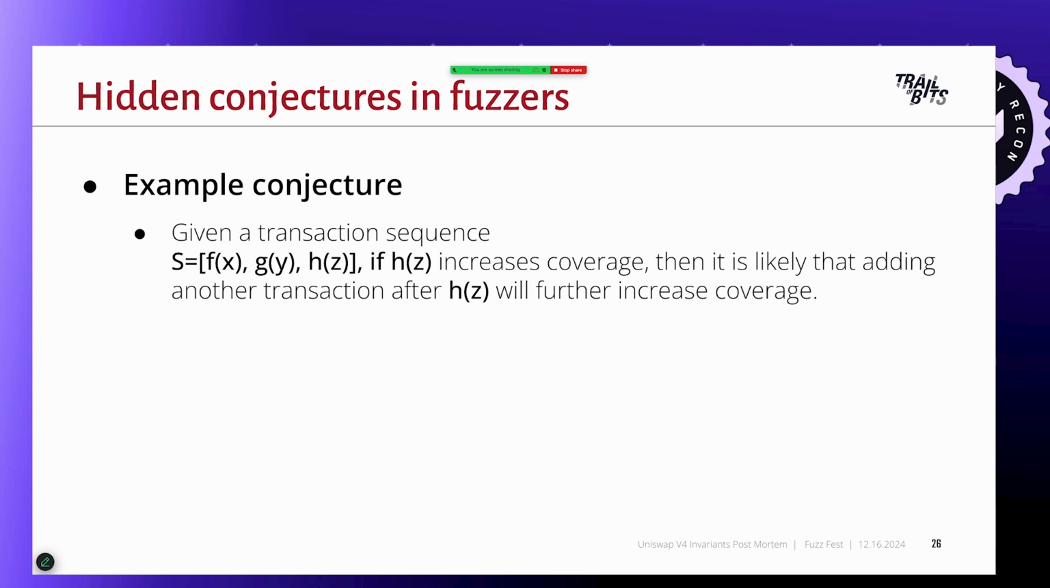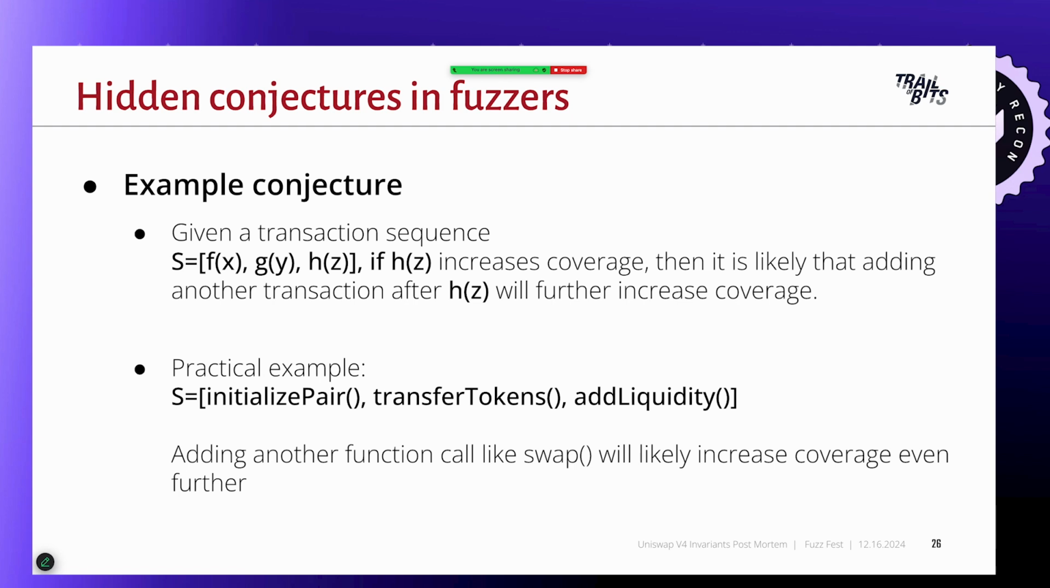And if you're a PhD student or a master's student looking for a thesis, if you could find a way to prove that this is correct for a certain subset of programs, please do that because it'd be really, really helpful. But for most people, it's not intuitive why this would actually increase the coverage. So let's give a better example. Here's an example sequence that might make a little bit more sense. We initialize a pair, we transfer tokens, and then we add liquidity. All three of these transactions succeed, and when you call add liquidity, it increases your coverage. Now, from an intuitive point of view, let's say this is an AMM. You know that you could probably call swap and have it succeed and further increase your coverage even further. So this is a situation where this conjecture is true, and adding another function is likely to increase coverage, even though we don't know what it's going to be yet.